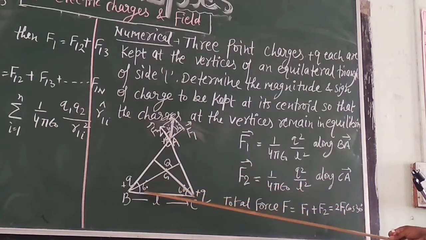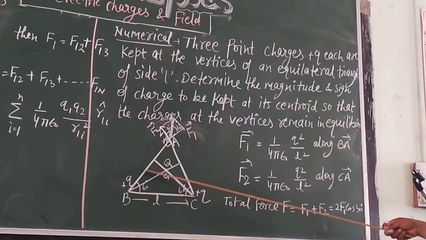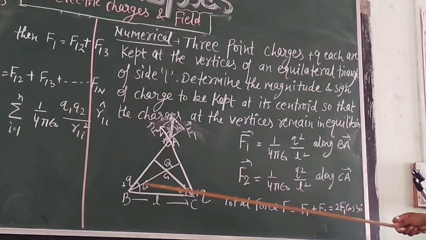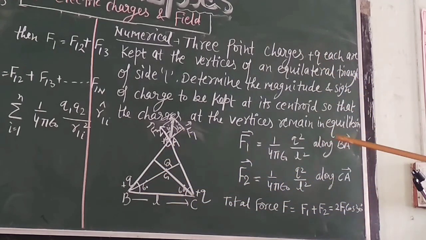Now, we understand the nature of these forces. Both charges are positive, so the nature of the force is repulsive. Repulsive means away from the line AB. Then the direction of the force is along BA. Force is a vector quantity, therefore we conclude the direction also. Then F1 is equal to 1 upon 4 pi epsilon naught Q square upon L square along B to A.